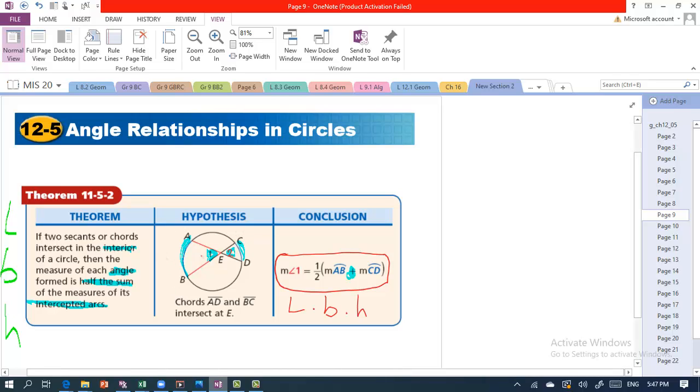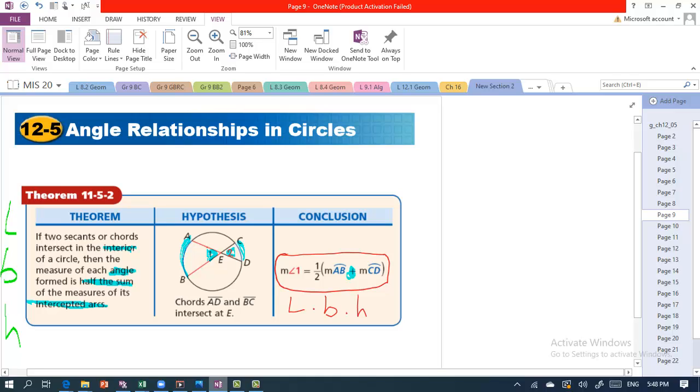These are the intercepted arcs of the two angles. Okay, what's the connection? Since it's internal, the rule is that the measure of any angle here, for example angle 1, is half of the sum of the measures of the intercepted arcs. That is, half of AB plus CD, as you can see. Half of the measure of AB plus the measure of CD.